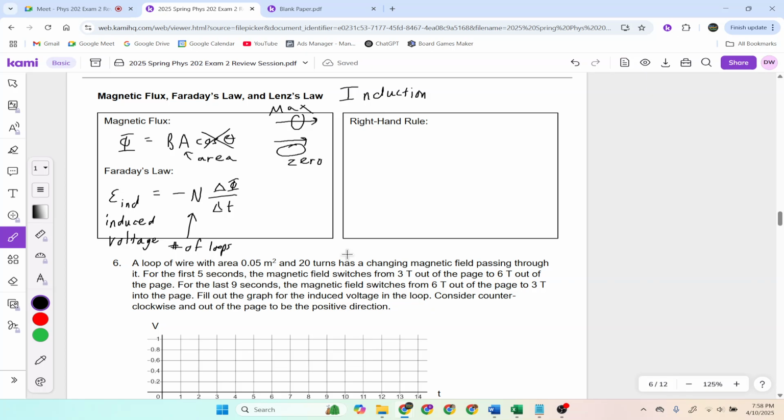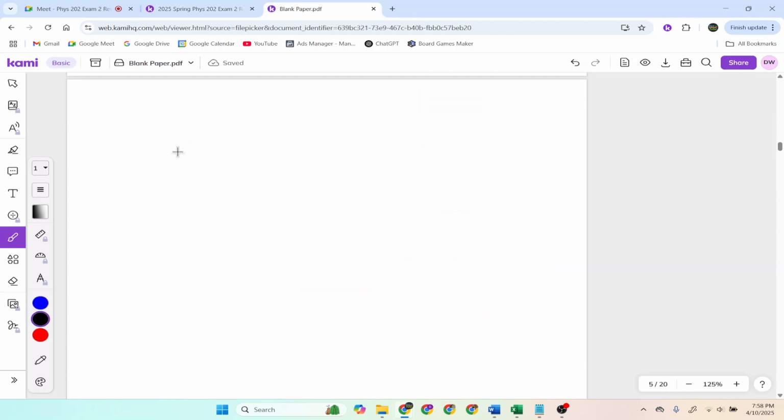So that's easy. And one more thing you should know, or at least what I like to write. I need more room. I like to write it as E induced equals negative N, B A final minus B A initial, over time final minus time initial. Because I don't like delta notation. So I use final minus initial instead.